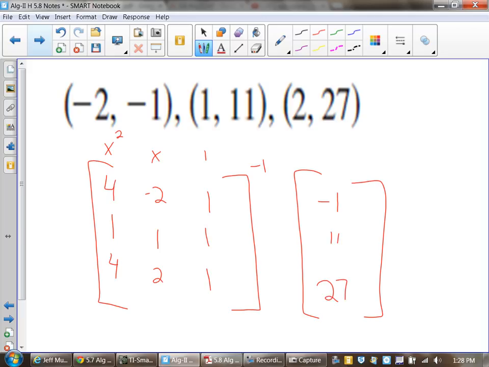It'll work every time. And now remember, this is going to give you your answer in terms of A, B, and C. And you still have to go back and rewrite it as ax squared plus bx plus c. You still have to do that as the last step. But what's nice is that when you're given the ordered pairs, you can go right for it.